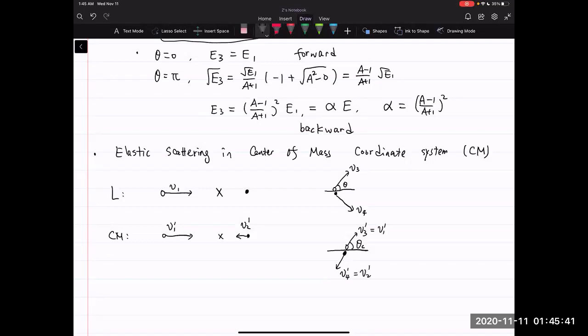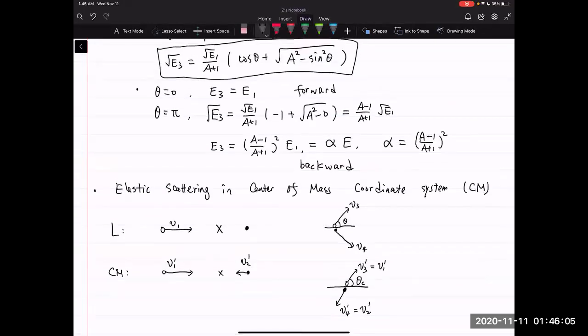Okay, so what we know is that the distribution of theta c in the center of mass coordinate is uniform. And now we want to find out the relation between theta c and theta. If we know the distribution of theta c, then we know the distribution of theta. Then if we know the distribution of theta, we can plug back into this equation in the box and find out the distribution of E3. So this is our approach. So now how do we find out the relation between theta and theta c?